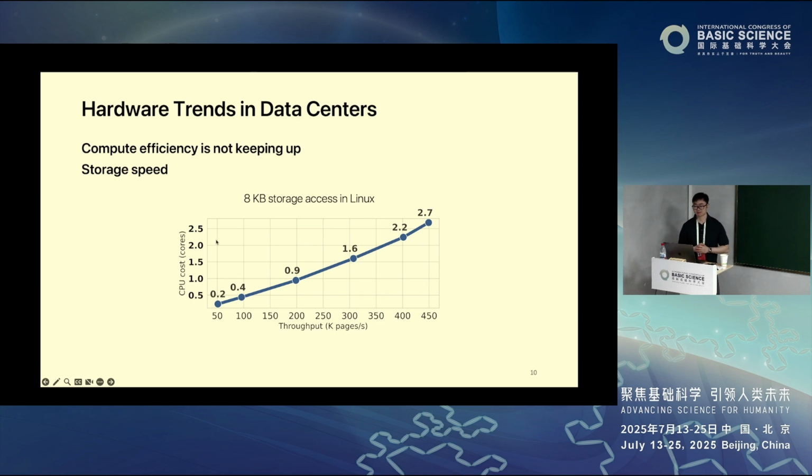Basically, the general finding is that if you want to achieve more than 500,000 pages per second, you need more than 3 CPU cores. And in the cloud environment, even a single CPU core is kind of expensive. It costs thousands of US dollars in the lifespan of a server. So the second trend is that the storage speed is increasing, and it incurs a lot of CPU costs.